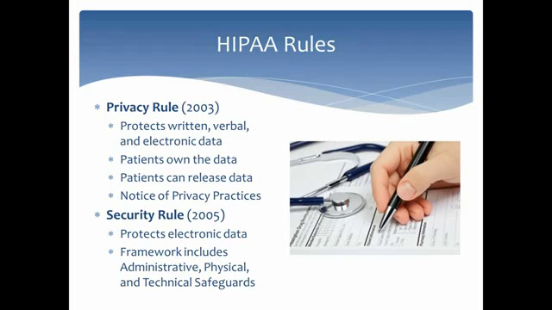So HIPAA is broken down into rules. And what we're going to focus on for this discussion today, because the discussion is really about the Omnibus Rule, but I want to go back and talk about the Privacy Rule and the Security Rule briefly, because those are the things that were modified with the new regulations. So the Privacy Rule goes back to 2003 is when it was implemented. It protects written, verbal, and electronic data. Patients own the data. Patients can release the data.